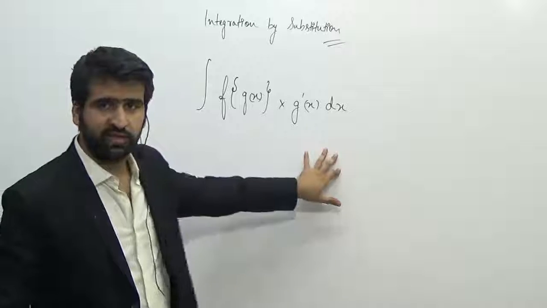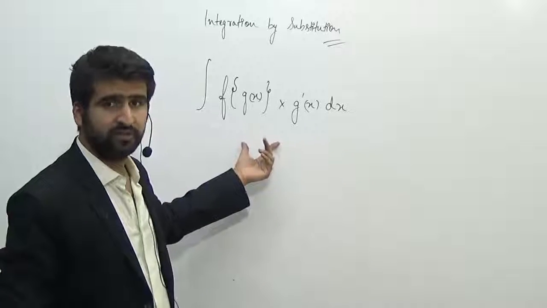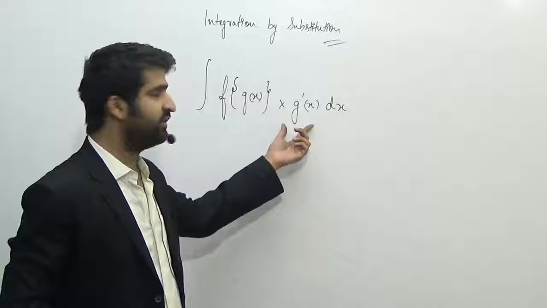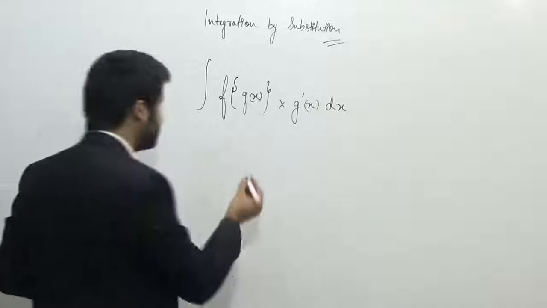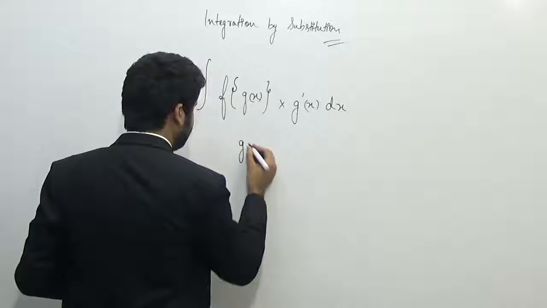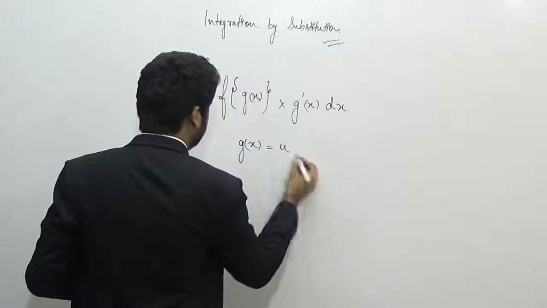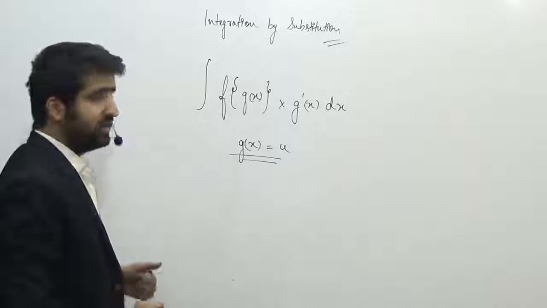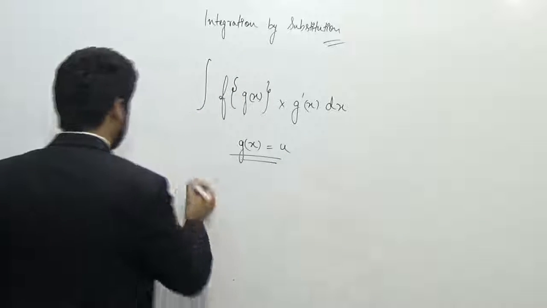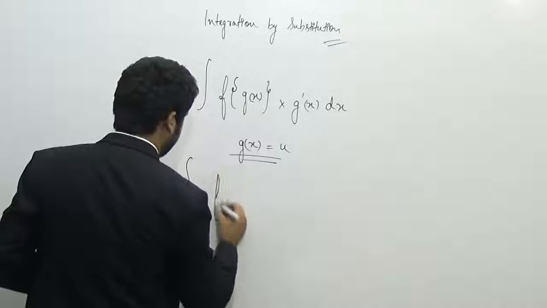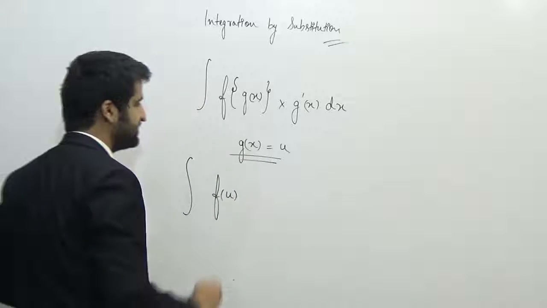But these two things are very important. The first one is the composite function itself, and the second is the derivative of the inside function in the case of composite function. So let's say this g(x) is equal to u. So now we'll integrate this by substitution. So we substitute g(x) is equal to u. So this will be equal to f(u) multiplied by g'(x).